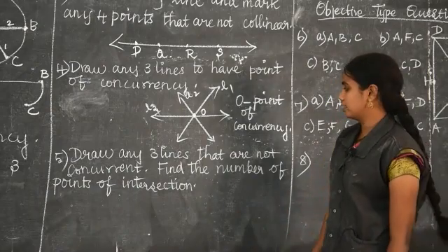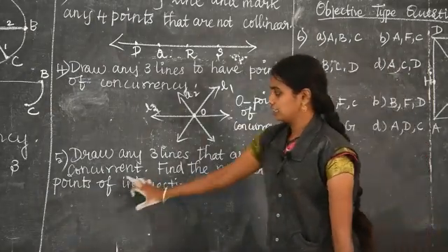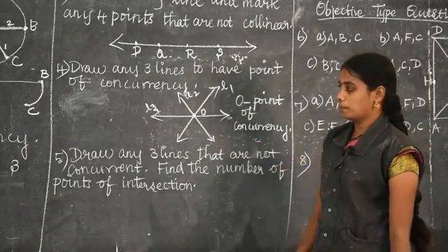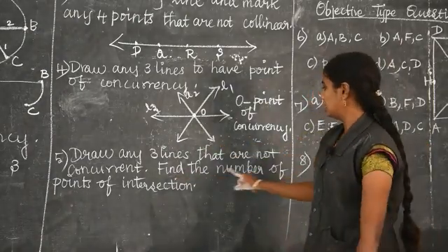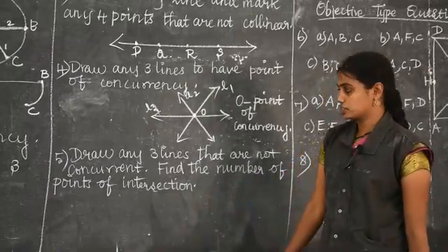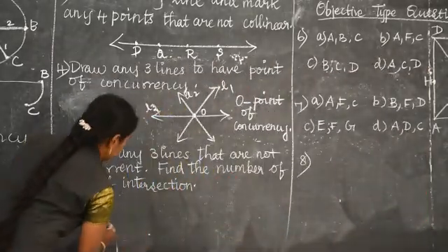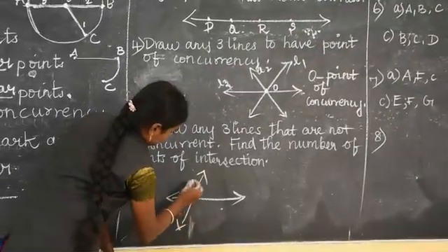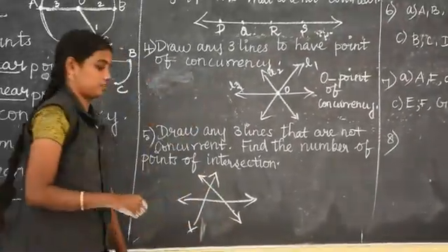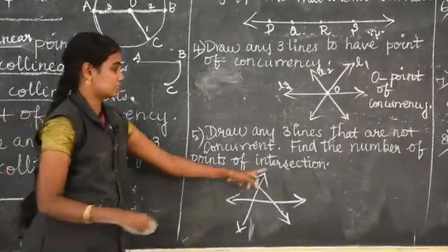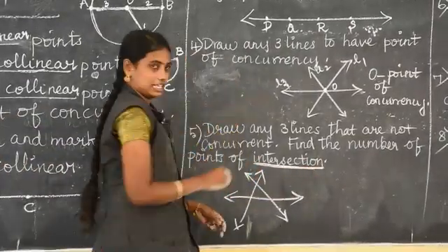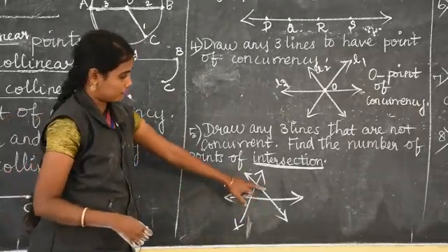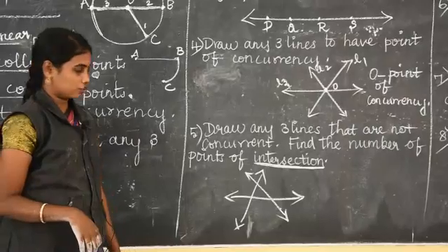Draw any 3 lines. Here also any 3 lines, but they are not concurrent. Okay, it should not be concurrent. That means we should not have the common point like this. Find the number of points of intersection. So now I can draw 3 lines like anything. So I have drawn like this. Since intersection means cutting, yes or no. So the line cuts the line. Yes or no, every line is cut. Yes or no, my dear?